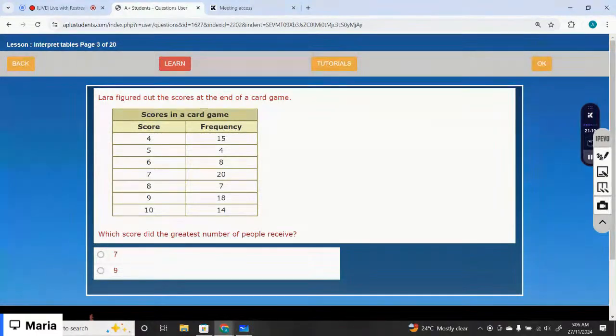Lara figured out the score at the end of our card game. Which score did the greatest number of people receive? The greatest frequency value is 20, right? And 7 is the score that the greatest number of people receive, right? So the correct option is 7. Option number 1 is the correct option.